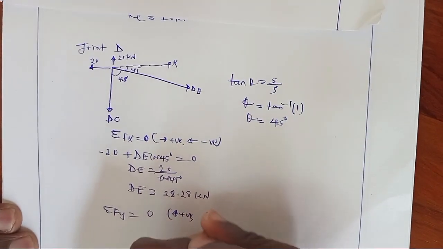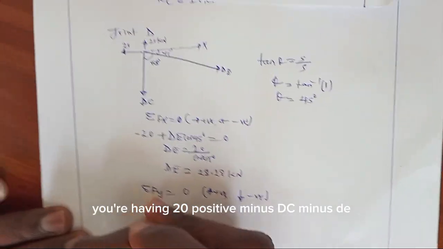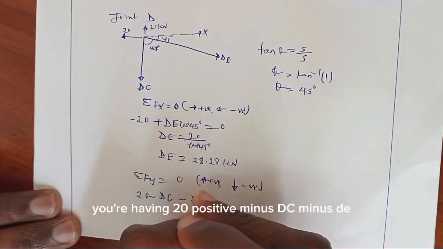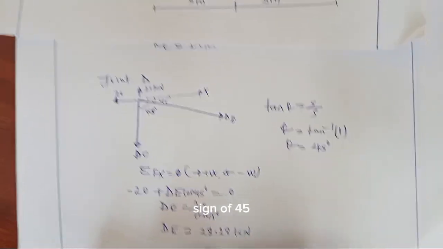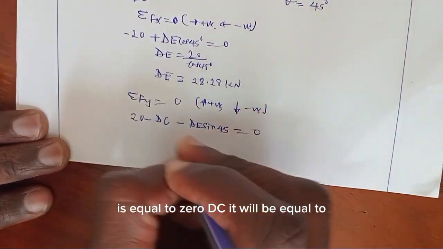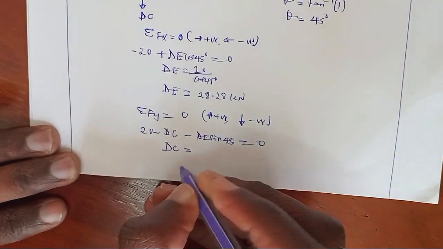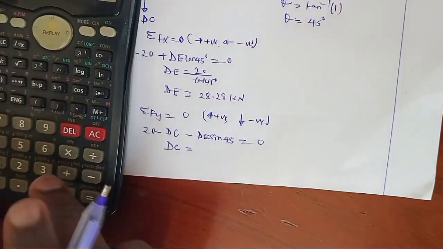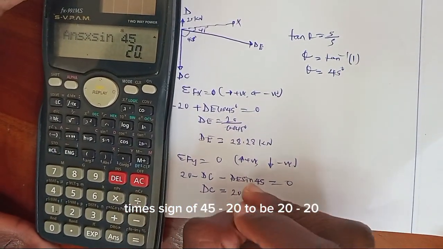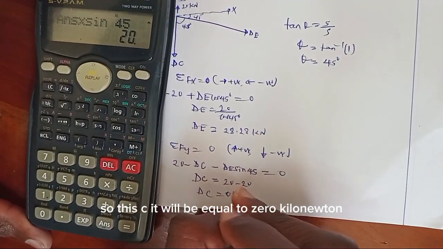Also, summation of vertical force is equal to 0. Positive upward, negative downward. Here we have 20 positive minus DC minus DE sine of 45 is equal to 0. DC will be equal to 28.28 times sine of 45 minus 20, it will be 20 minus 20. So DC will be equal to 0 kilonewton.